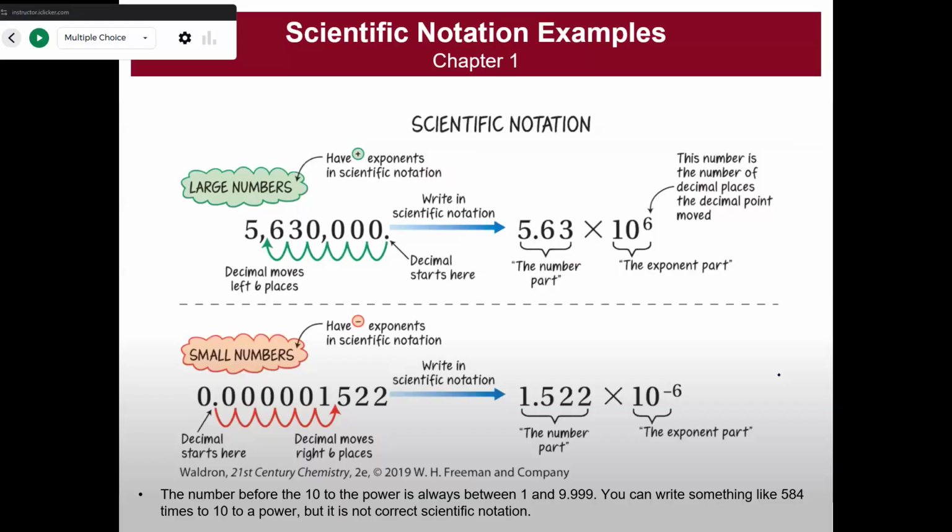5.63 is a really big number, actually. 5.63 times 10 to the 6. When it's negative, when it's a small number, we move the decimal place to the right. And technically, you can write something like 584 times 10 to the 7th, but it's not correct scientific notation. When you're asked for scientific notation, especially on ALEX, it's always going to want that number part to be between 1 and 10.